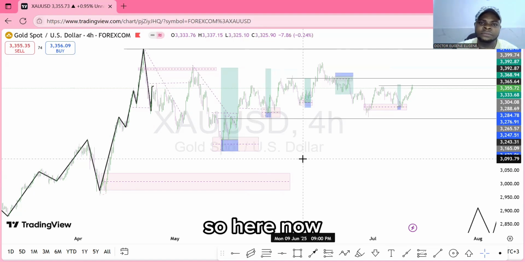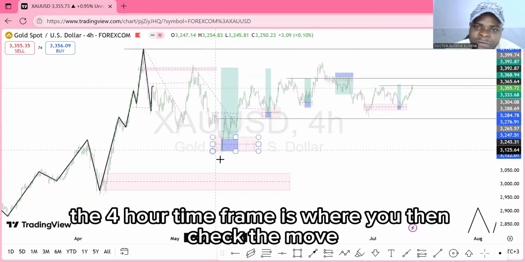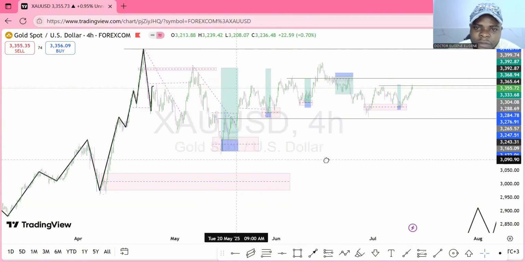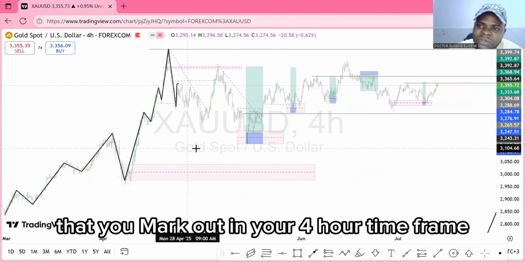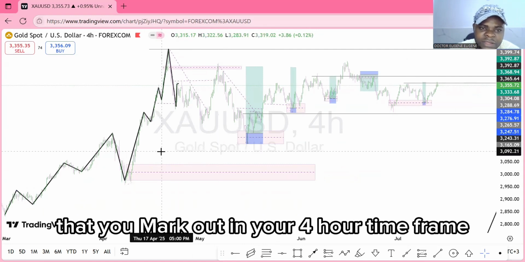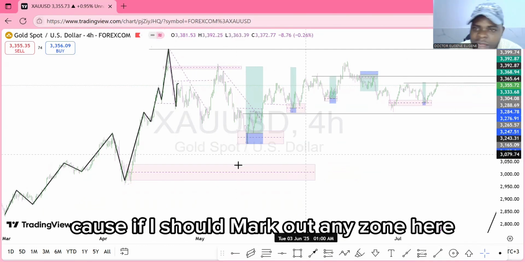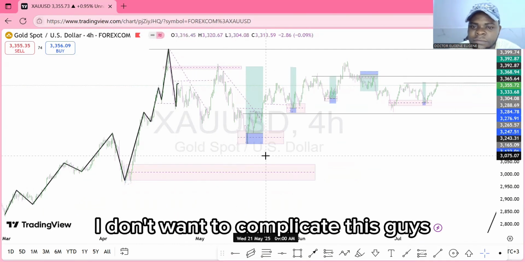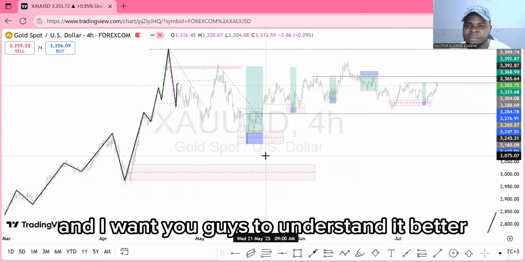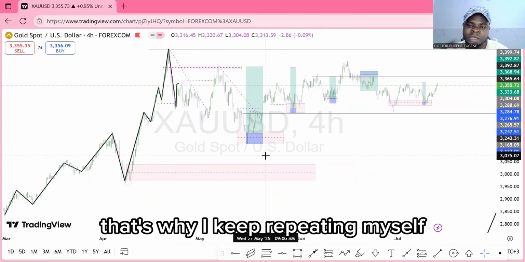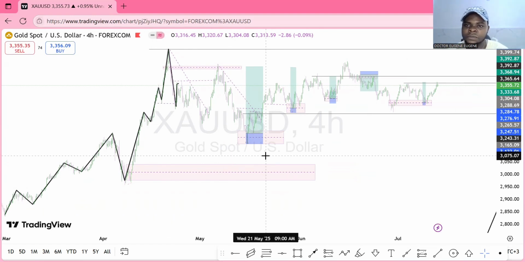So here now, the 4-hour time frame is where you check the move, when the market gets to the particular zone that you marked out in your 4-hour time frame. If I should mark out any zone here, I don't want to complicate things for you guys. Remember, I've explained this several times and I want you to understand it better. That's why I keep repeating myself.